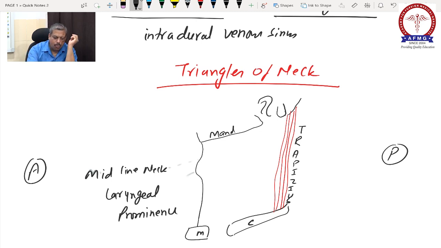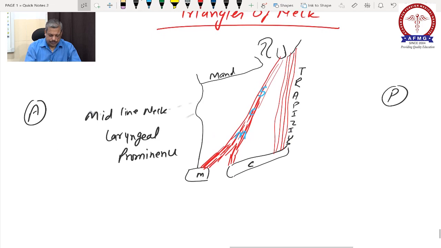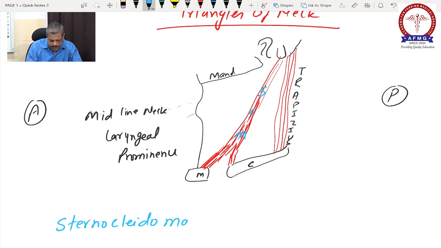Now one muscle is obliquely placed here. Its name is sternocleidomastoid muscle. It is an important muscle. It is a big muscle present in the neck region.